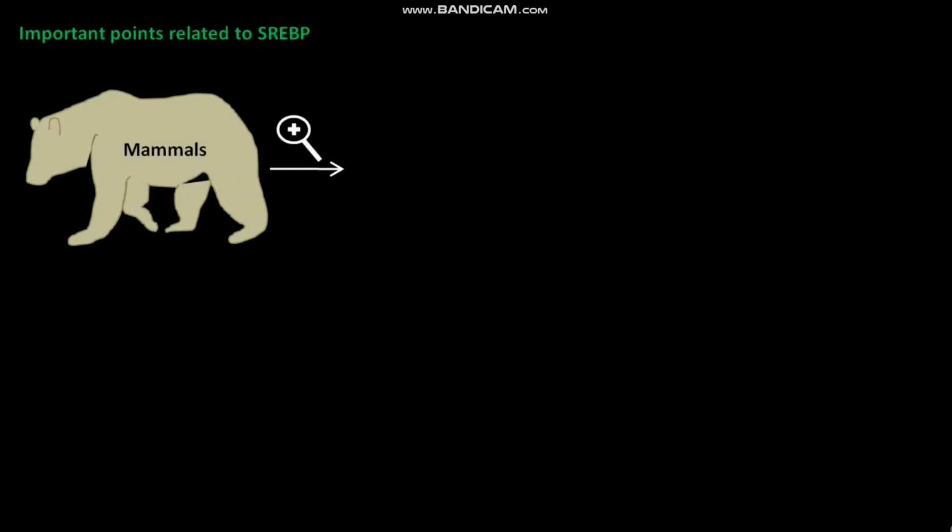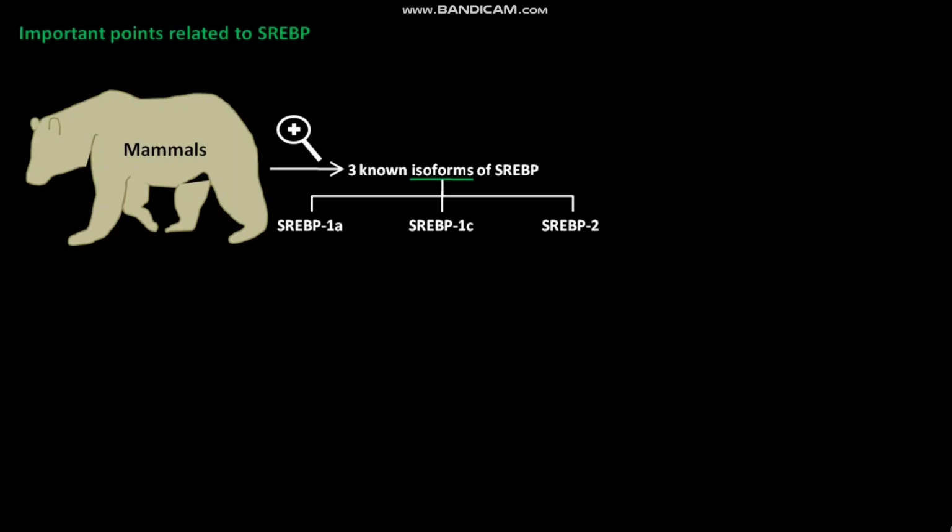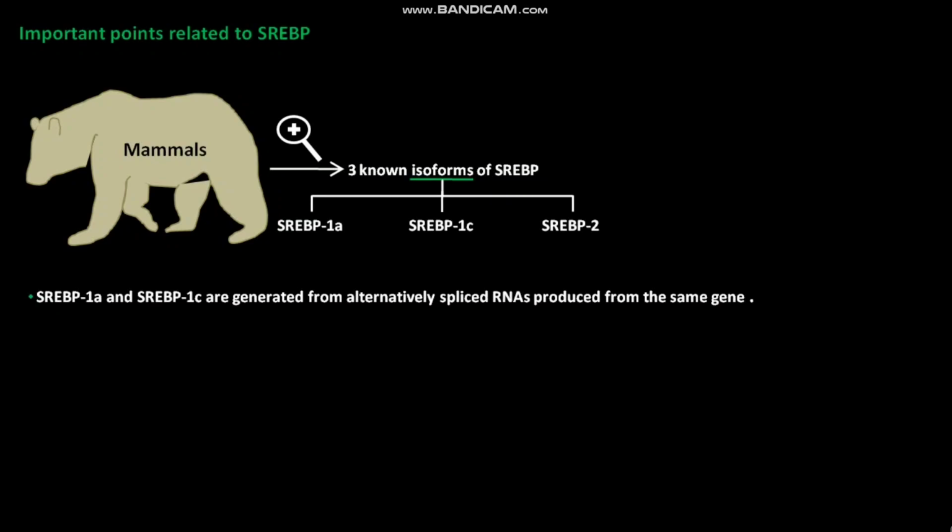Now, some important points related to SREBP. Mammals express three known isoforms of SREBP. The three known isoforms of SREBP are SREBP1A, SREBP1C, and SREBP2. SREBP1A and SREBP1C are generated from alternatively spliced RNAs produced from the same gene. SREBP2 is produced from a different gene.